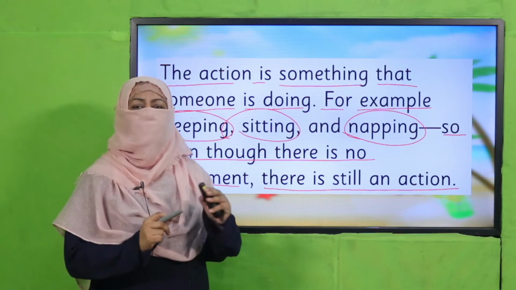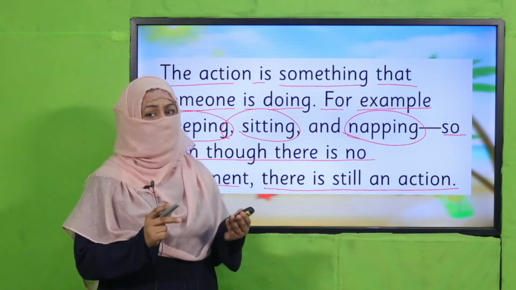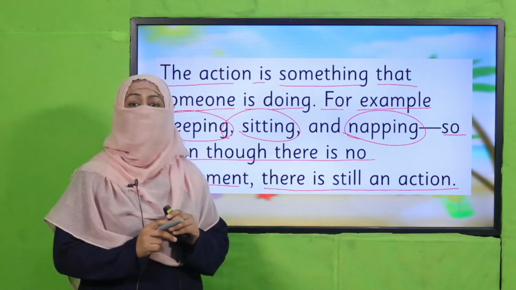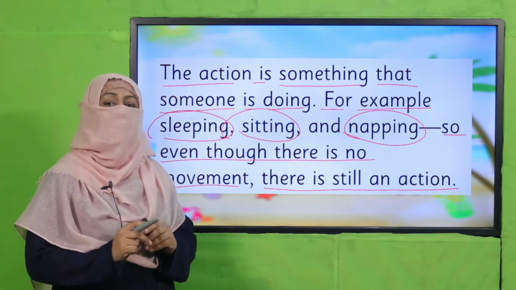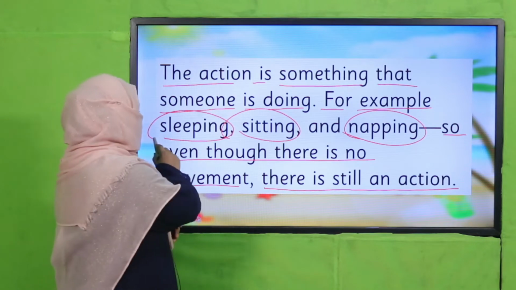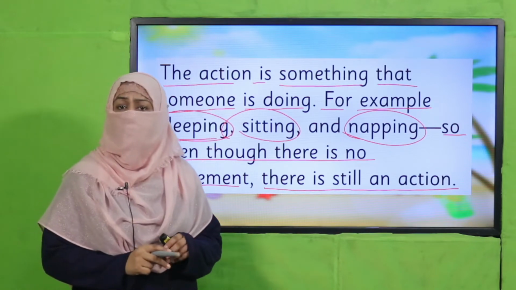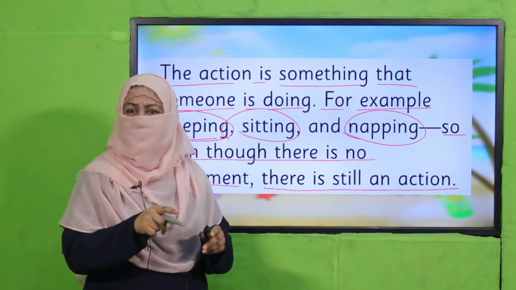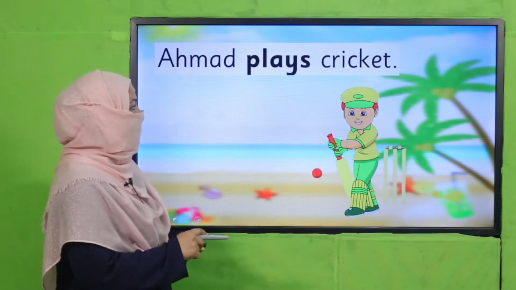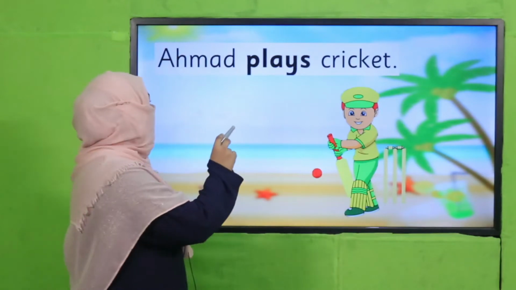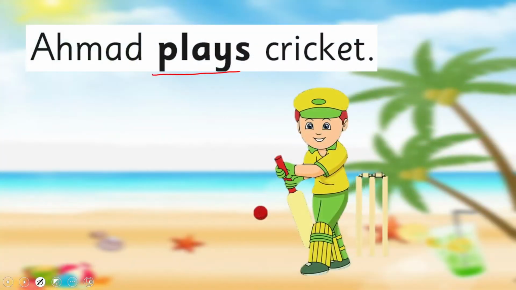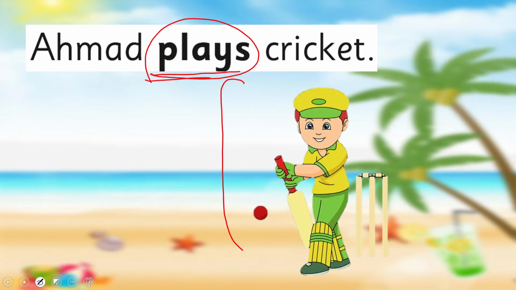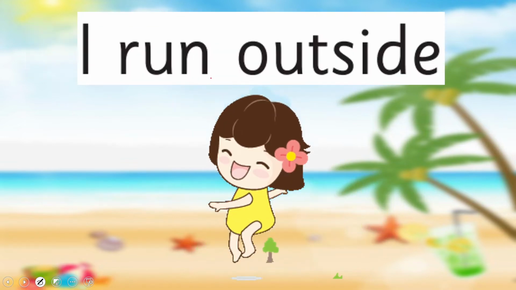A word which tells about doing of something is action word. And beta, it's not necessary that there is a movement. As I've told you, sleeping. When a person is sleeping, he's not moving, but still there is an action. And what is that? Sleeping. All right. So, what do you understand by play? Ahmad plays cricket. So, this play is action. What Ahmad is doing, what the word which is telling us, that is play. So, this is action word.